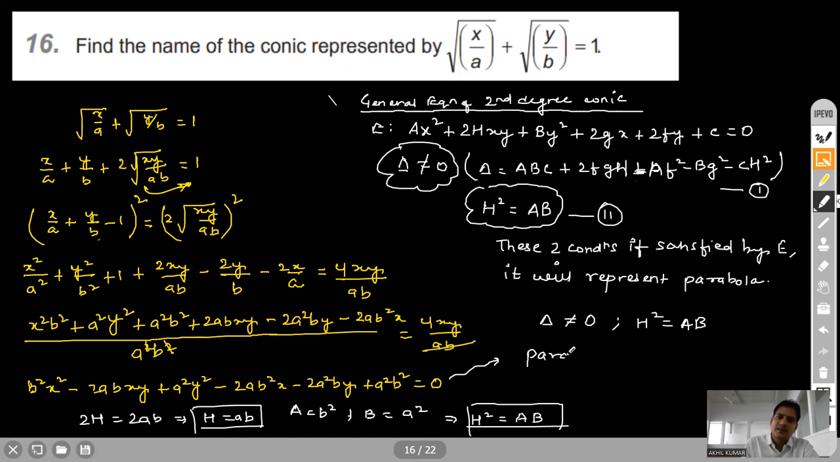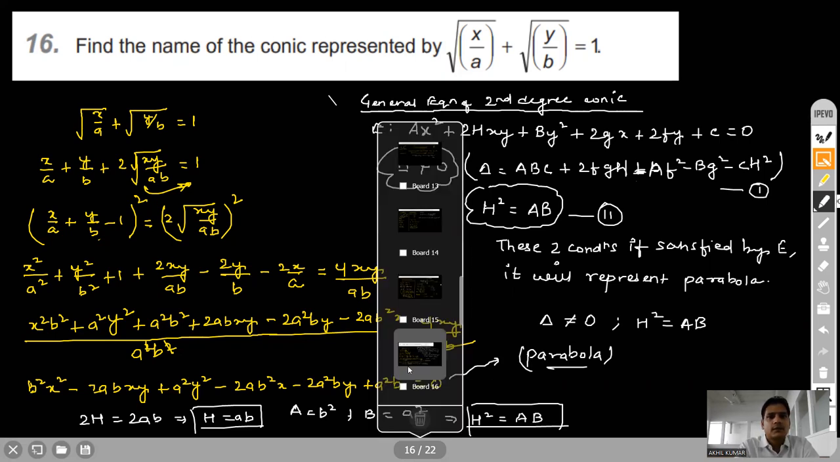So this equation basically represents a parabola. Please verify by putting different values of A, B, C, and you will find the value of delta coming out to be non-zero. Okay, so this is all for question number 16.